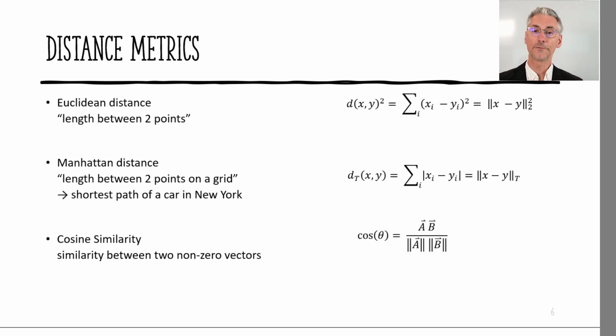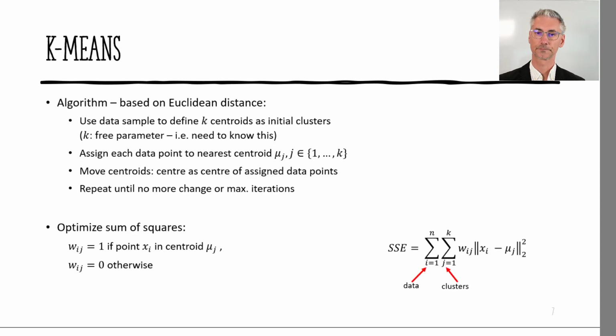There are also different metrics. One of them is the cosine similarity, and that is the similarity between two non-zero vectors. That is, for example, important when you come to machine learning and embeddings. Some popular clustering approaches are k-means and others. We'll start with k-means, and the algorithm is based on the Euclidean distance.